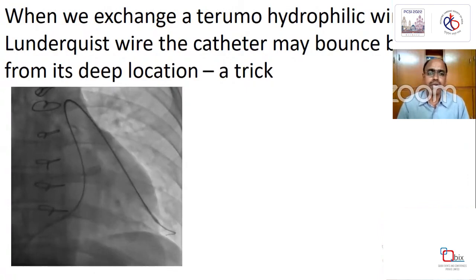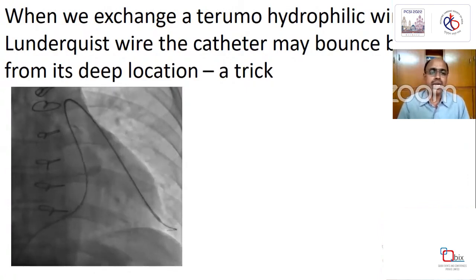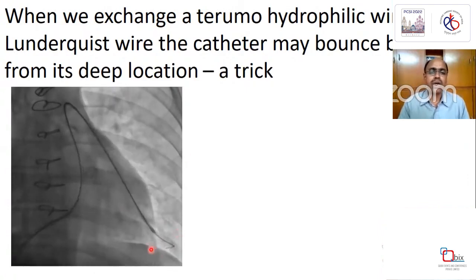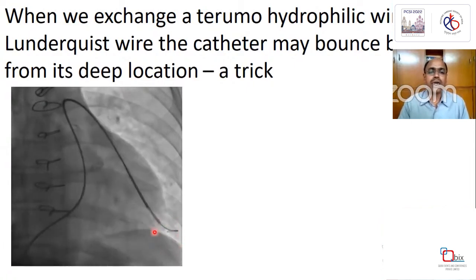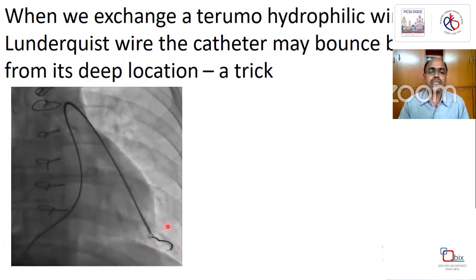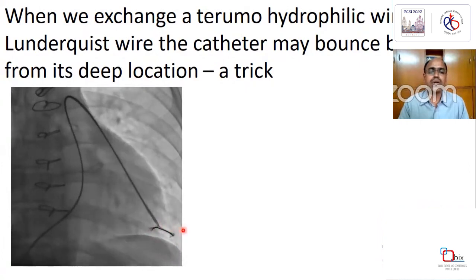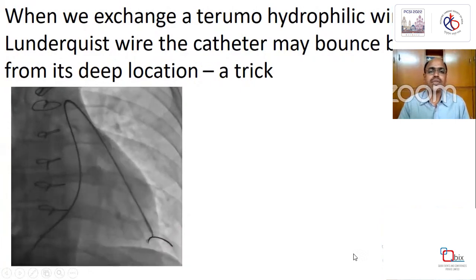well as a Lunderquist wire, and we place the Lunderquist wire deep inside the left lower lobe area. And once the Lunderquist wire is in a secure position, you can appreciate now the Lunderquist wire entering into the left lower lobe vessel, then the guide catheter is taken out.